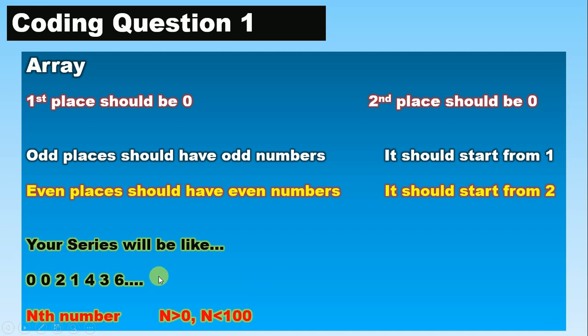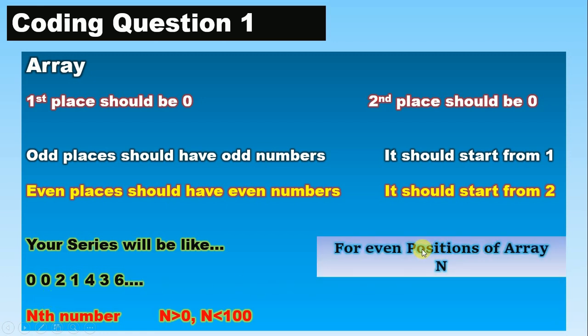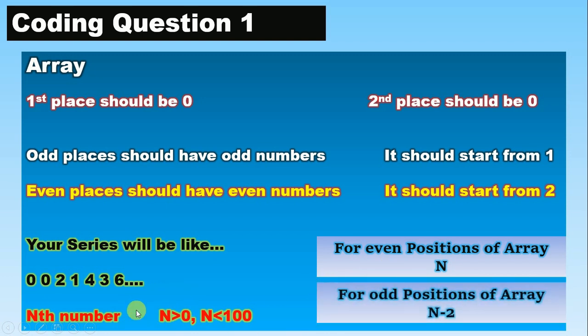The logic that you should follow to solve this question is that for first and second place just give 0 as output, and after that for even position just print the value of n, because here it is clear that this is 0 position, this is first position, and this is second position. After that it is fourth position, it is sixth position, and this pattern will be followed till last. So just print the value of n on the nth position in case of even, and for odd positions just print n minus 2. Let me explain this.